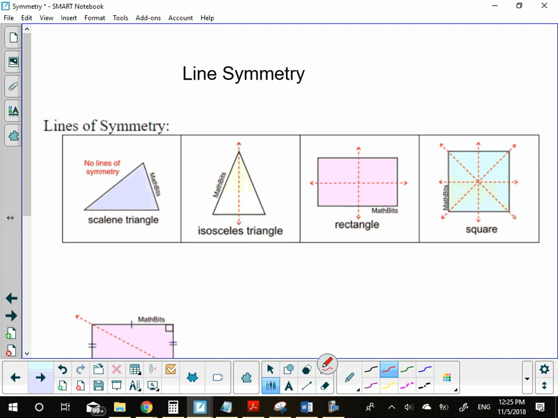So then if you look at a rectangle, do those two lines work? Yeah. I could fold this lengthwise. If you just look at a sheet of paper, fold it in half, hot dog style, or I could do it the other way, hamburger style. Is there any other lines I could draw in there that might work?